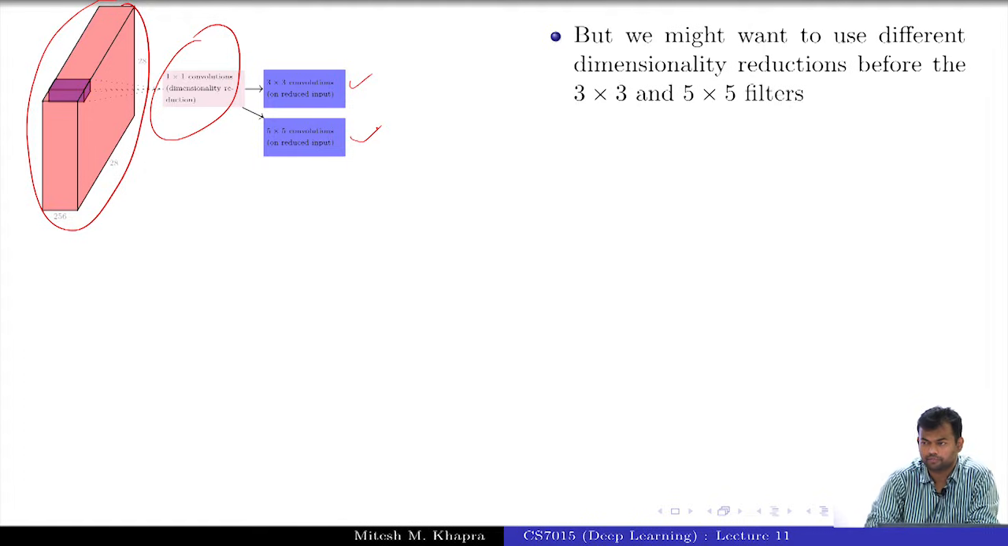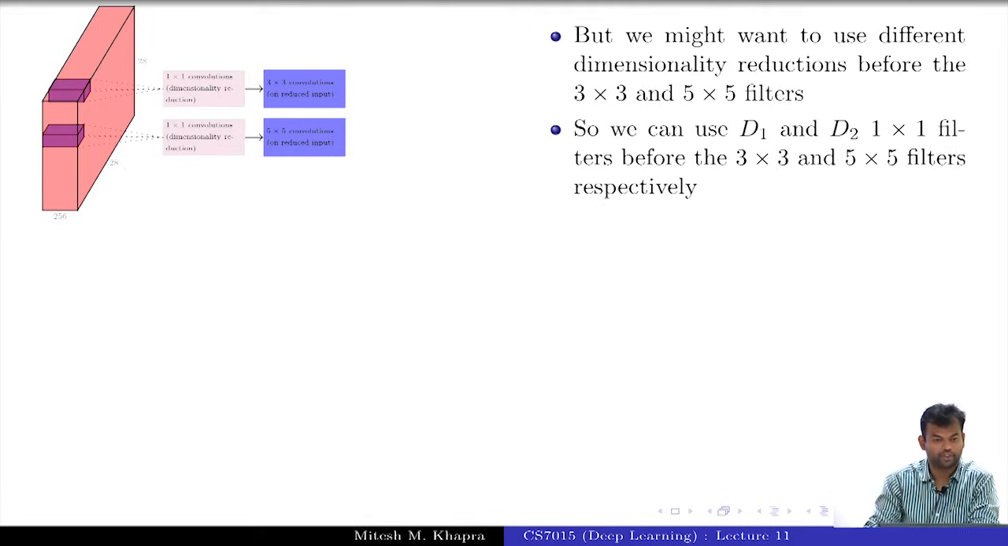Now, can you think of some refinement to this? You see this branching over here. Why use the same 1 cross 1 convolutions before feeding to 3 cross 3 as well as 5 cross 5? I could use a different set of 1 cross 1 convolutions and feed it to a 5 cross 5, and use a different set of 1 cross 1 convolutions and feed it to 3 cross 3. Is that fine? What is the problem with this? Again, increasing the number of computations, right? But they found out that the trade-off is fine. Even if you're doing more 1 cross 1 operations, the number of computations are still manageable, okay?